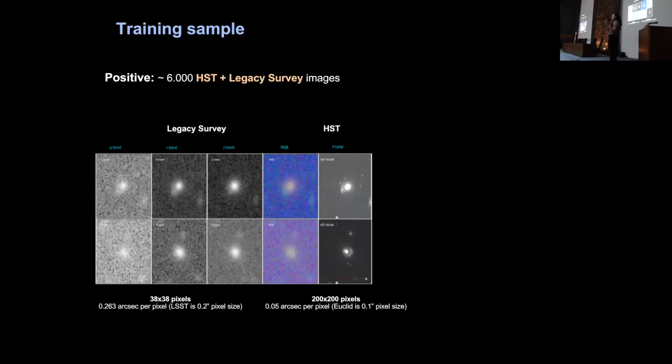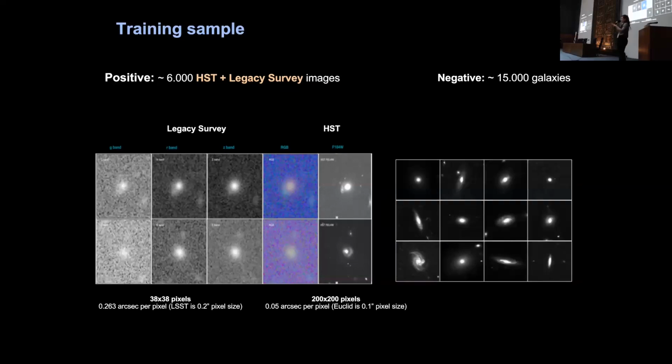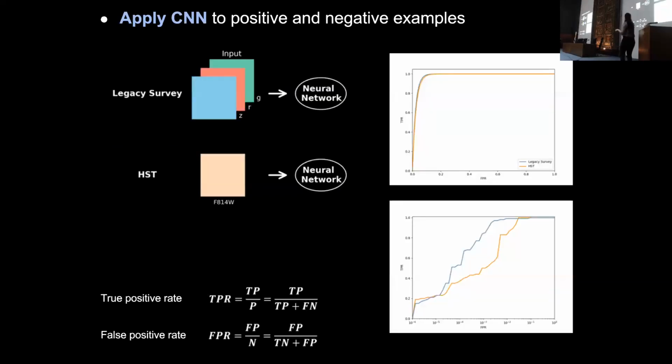We also did augmentation because 6,000 images was not enough. So we rotated the images and created new lens systems to have 4 times that number. And we also have negative examples. We also search for normal galaxies, spirals with bars, normal luminous red galaxies to try to train the network. So from here, then, we apply the CNN to these positive and negative examples. And here we're doing some different things.